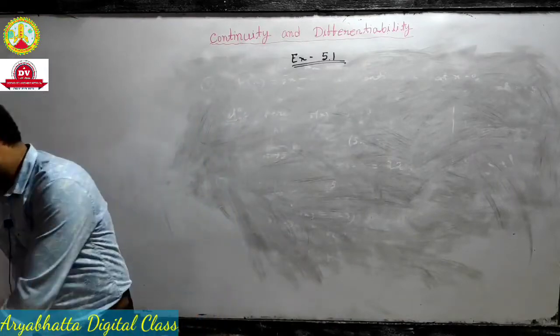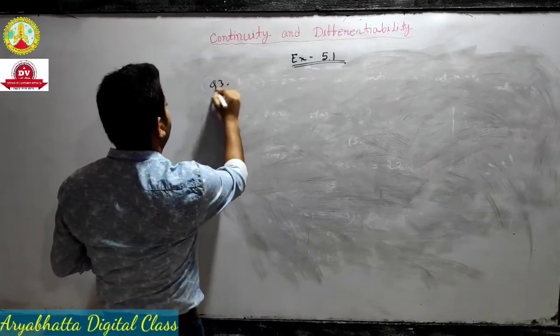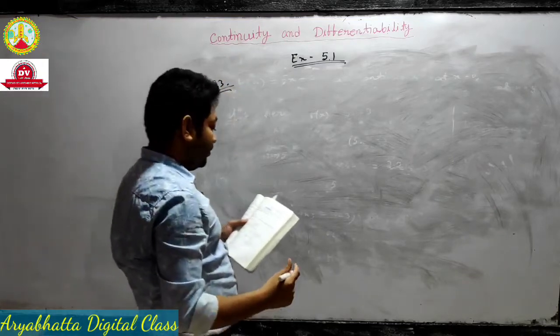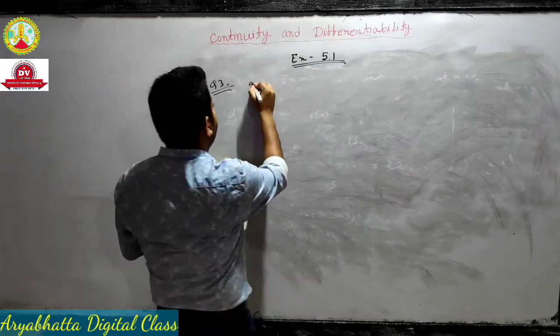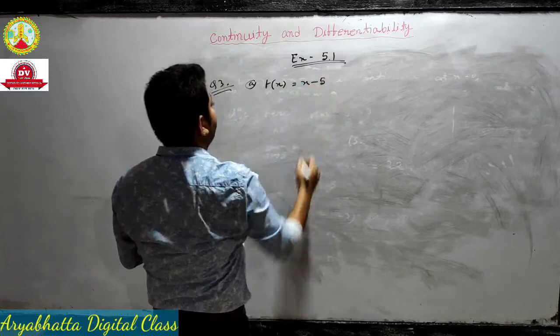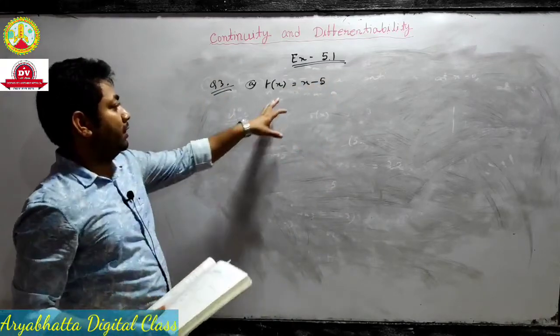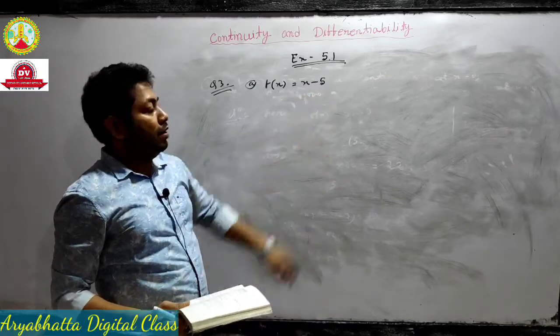Next, we will discuss another question, question number 3. Examine the following functions for continuity. 3a. F of x is equal to x minus 5. Examine the function for continuity. Here f of x is x minus 5.